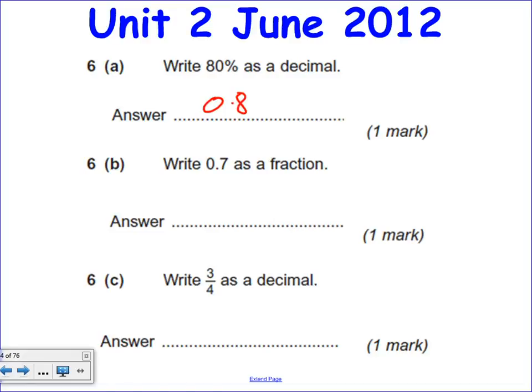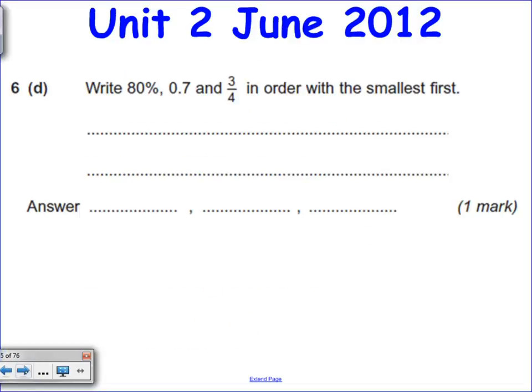Right, 0.7 as a fraction. 7 over 10, that's what it means, yeah? First column. Can't simplify it. Right, 3/4 as a decimal. Bit of confidence, everybody, you'll get there, it'll come. Okay, 3/4 as a decimal is 0.75. Happy?